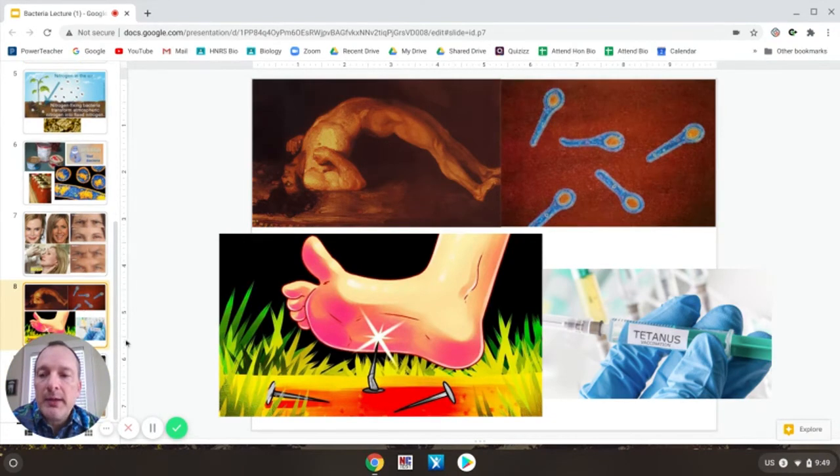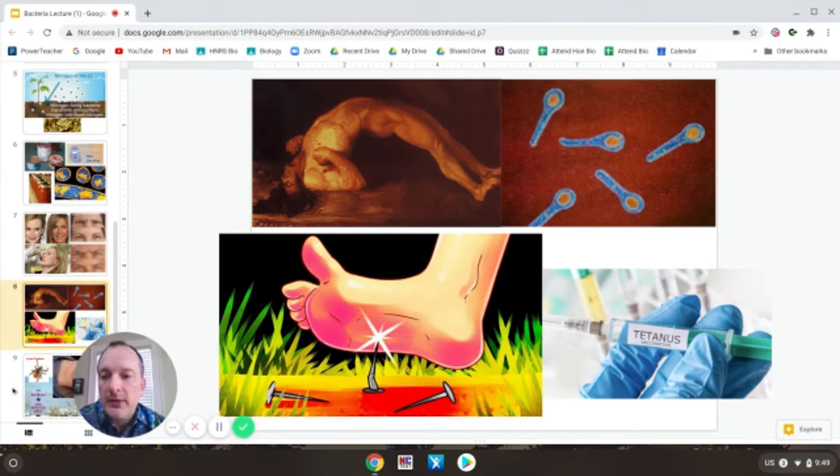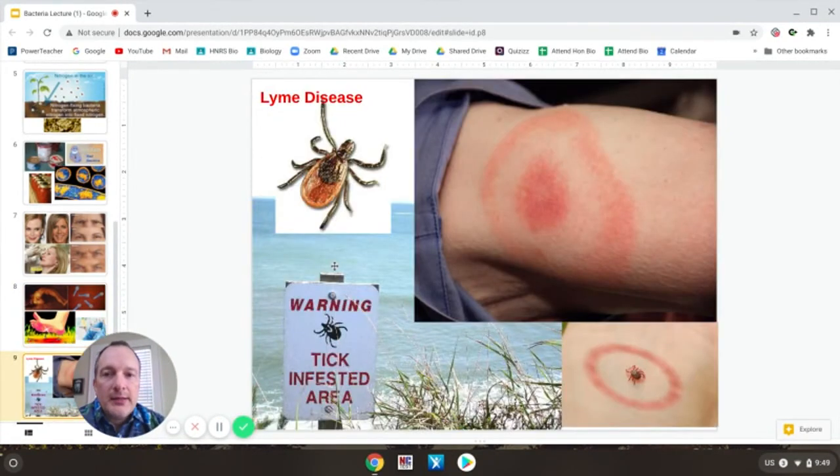The other one I want to tell you about is another one that you should probably be aware of living in the area that we do, and that is Lyme disease. Now, I know that a lot of people mistakenly think that the disease comes from the tick that bites you, but that's not actually true. It's a bacteria in the tick's mouth that gives you Lyme disease. It's not the tick making you sick. It's the bacteria in the tick that makes you sick.